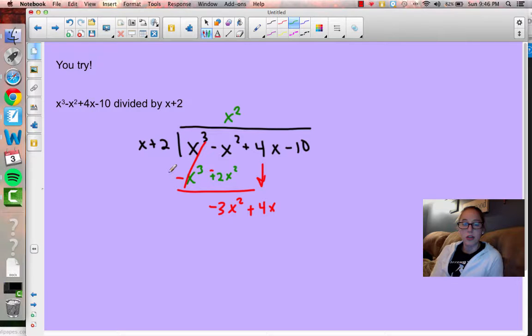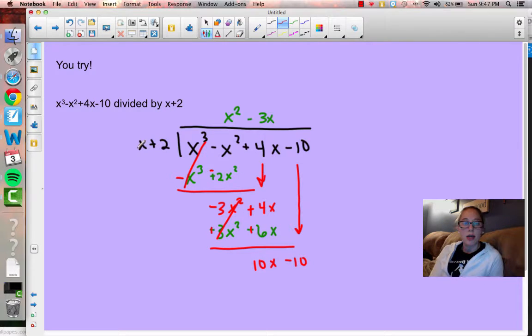Then I continue. X times negative 3x is going to get me negative 3x squared. So negative 3x times x, negative 3x squared. And then negative 3x times 2 is negative 6x. Then I change my signs because I'm subtracting. My 3x squareds cancel, and 4x plus 6x is 10x. Then I bring down the last one, so negative 10.